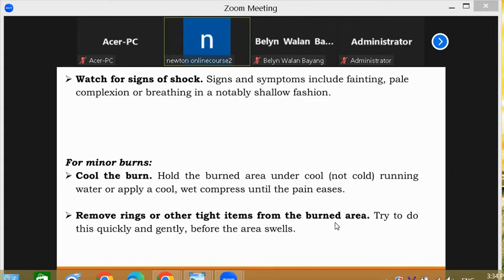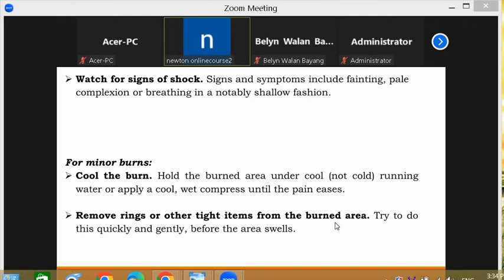Next one, check for signs of shock. Continuously fluid is being lost from the patient, which can lead to unconsciousness. So before that you have to check whether the patient has any signs of shock. Signs and symptoms include fainting, pale complexion, or breathing that is notably shallow. You have to check the patient's breathing pattern, whether it is normal or whether there are any changes in the breathing pattern. So you have to check everything.